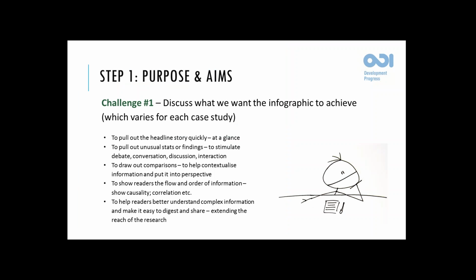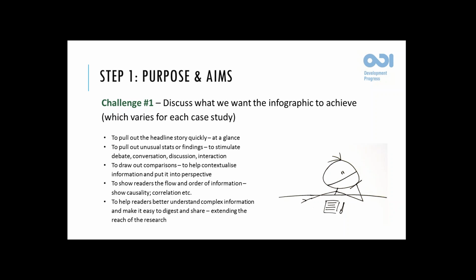Sometimes we might decide to produce an infographic to pull out the really headline finding, the really key fact, to enable viewers to understand it at a glance. Sometimes it will be more a case of highlighting unusual statistics or findings within the case study that might be buried within pages and pages of text, with the idea being to stimulate a bit of debate, a bit of discussion in the wider community on those topics. We might choose to produce an infographic to draw out a comparison to help the reader contextualize and understand the information and put it into perspective.